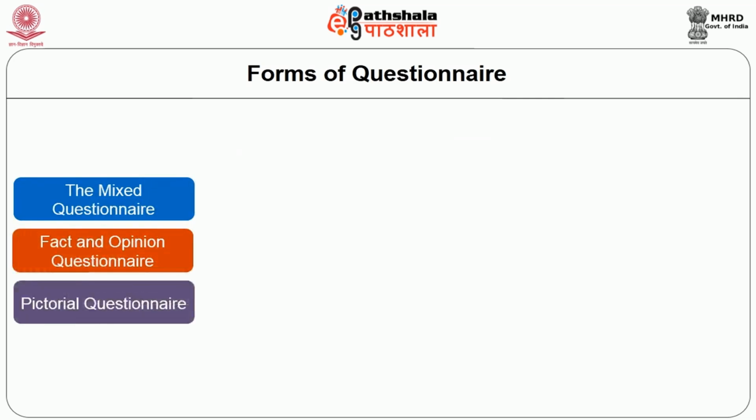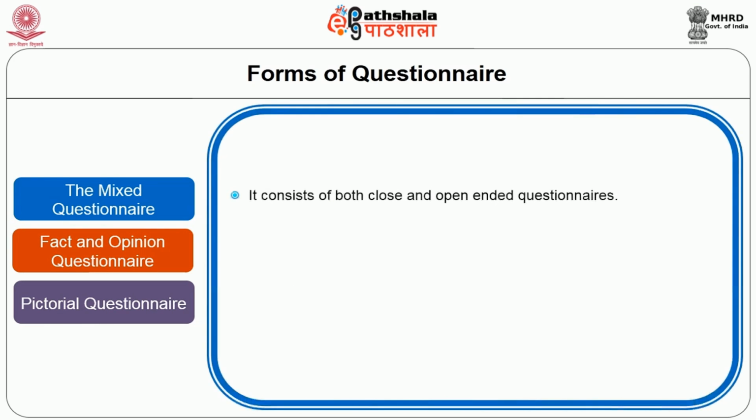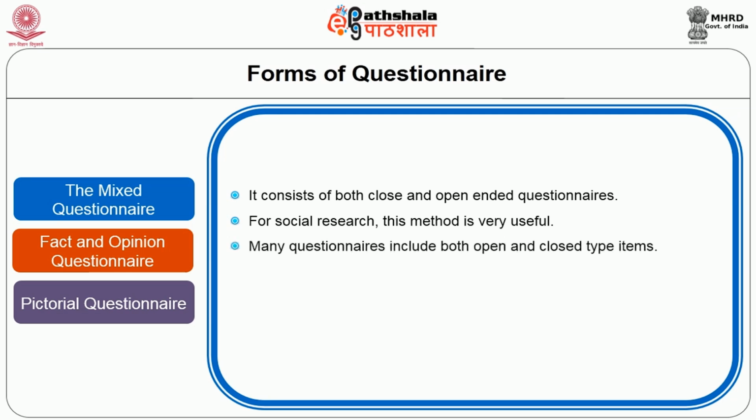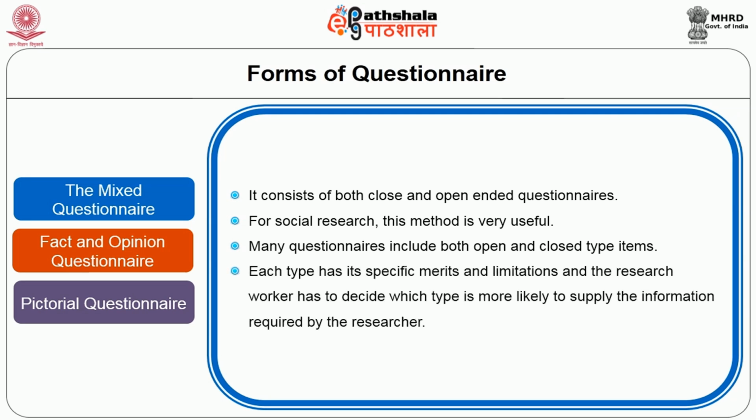The mixed questionnaire. The mixed questionnaire consists of both closed and open-ended questions. For social research, this method is very useful. Many questionnaires include both open and closed type items. Each type has its specific merits and limitations, and the research worker has to decide which type is more likely to supply the information required by the researcher.